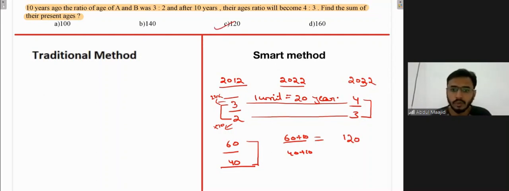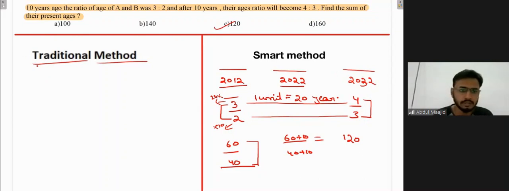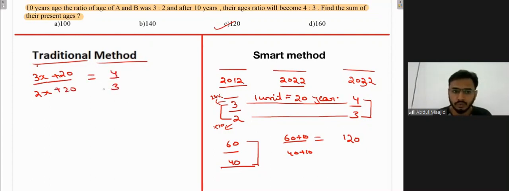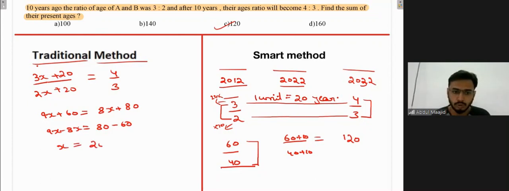I hope you understood. Why this method is more convenient is it avoids all the calculation errors and tedious equation forms. I'll show how. If you go for the traditional method, you have to write 3x upon 2x, then 10 years before and 10 years later, it means plus 20 and plus 20 is giving a new ratio that is 4:3. Now cross multiply, that is 9x plus 60 is equal to 8x plus 80. Again 9x minus 8x is equal to 80 minus 60. x is equal to 20.